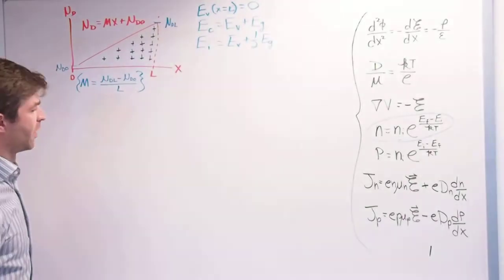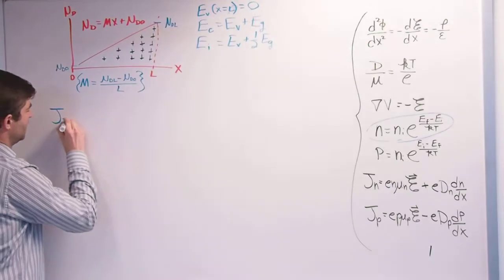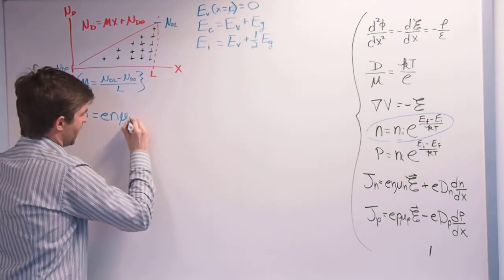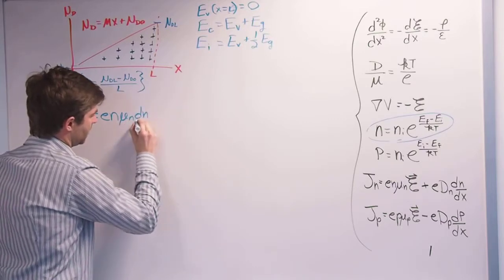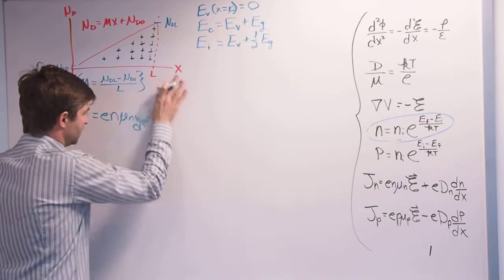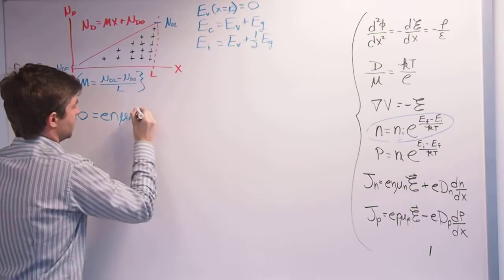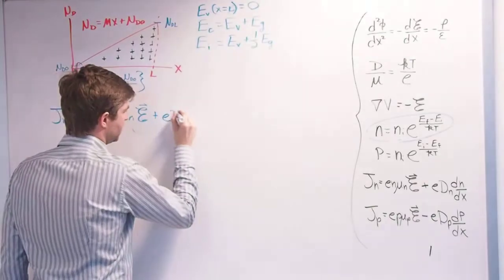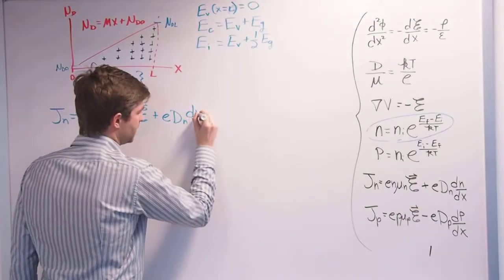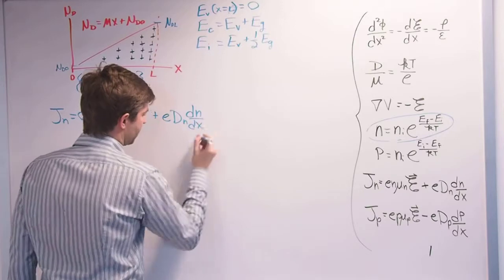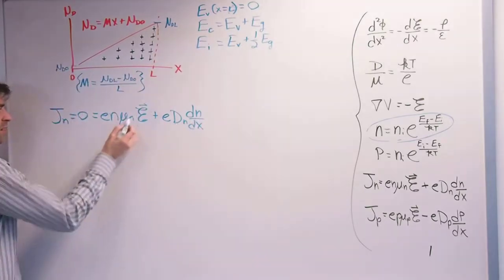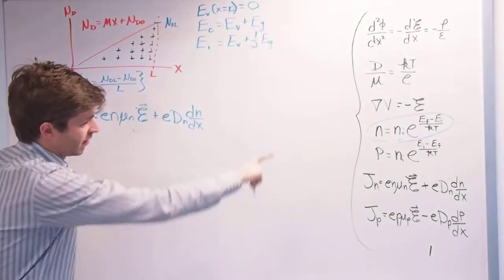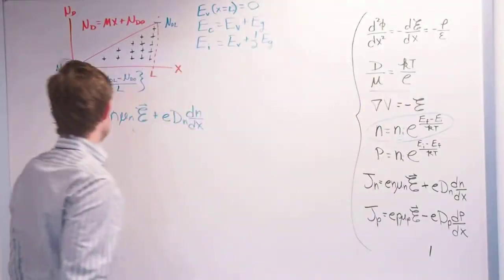The electron current always goes in the opposite direction the electron is traveling. So let's start with our current equation. We know that Jn is equal to 0, which is equal to the charge q times n times mu sub n times E, the electric field, plus Dn, the diffusivity, times dn over dx. So this is our gradient, this is our diffusivity, electric field, mobility. Mobility and diffusivity are directly related by the Einstein relation, which we have up here.